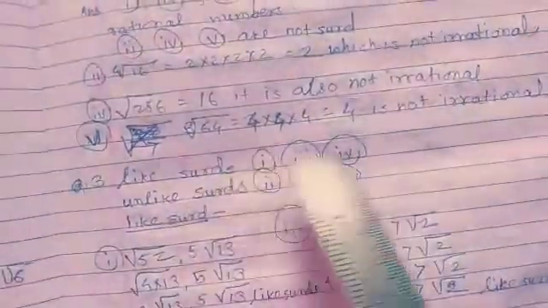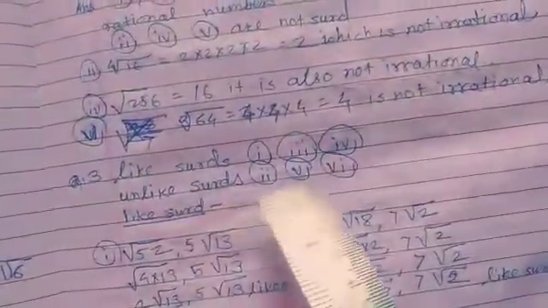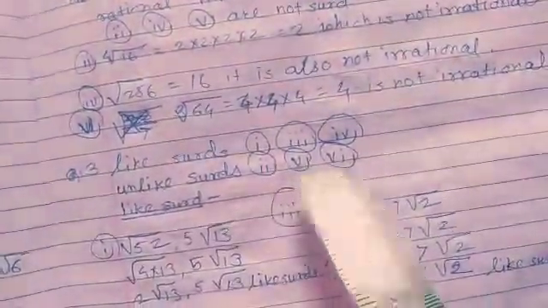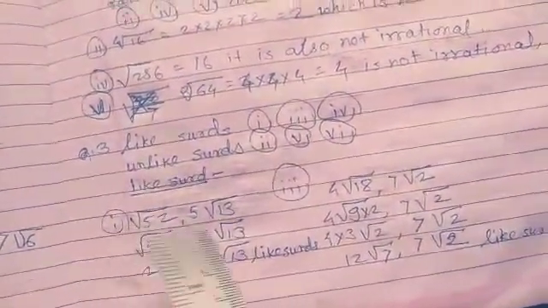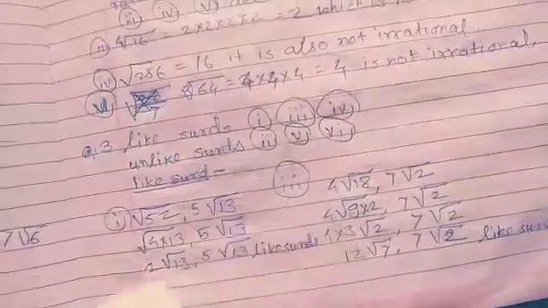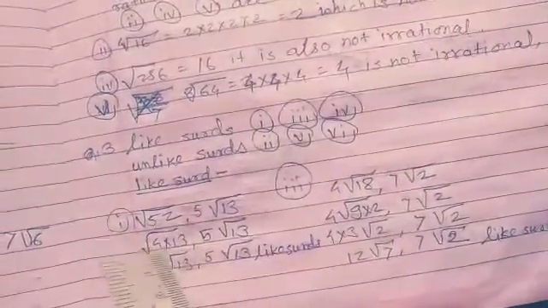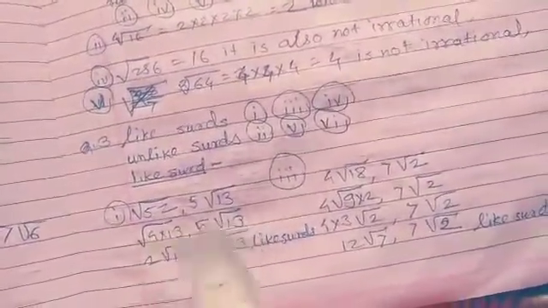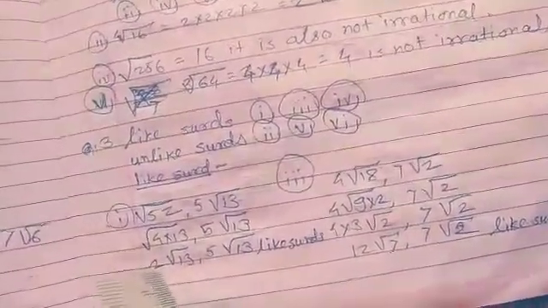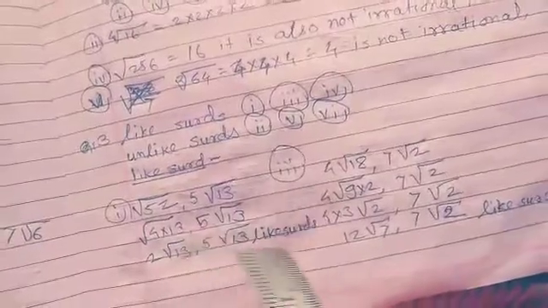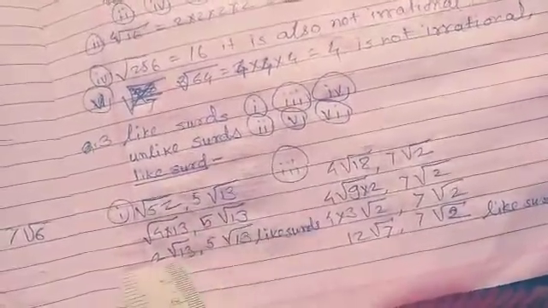Question 3. Like surds: 1, 3 and 4 are like surds, and unlike surds: 2, 5 and 6. Here root 52 and 5 root 13. 52 is 4 into 13, and 5 root 13. Here the square root of 4 is 2. So 2 root 13 and 5 root 13 are like surds because of root 13.